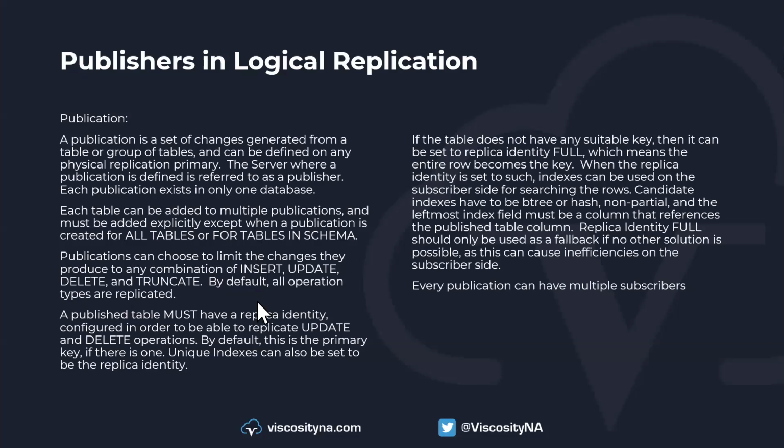Okay, so each table can be added to multiple publications. Let's back up. A server where a publication is defined is referred to as a publisher. And each publication exists in only one database. That is to say, there is no publication that spans cross databases. Each table can be added to multiple publications and must be added explicitly, except when a publication is created for all tables or for tables in a schema, in which case you specify the schema and it'll do all the tables associated with that schema.